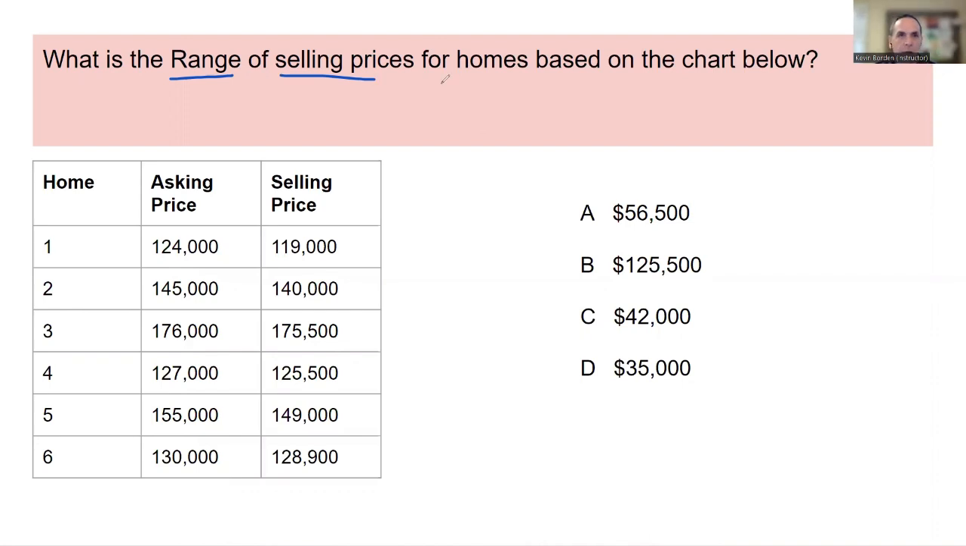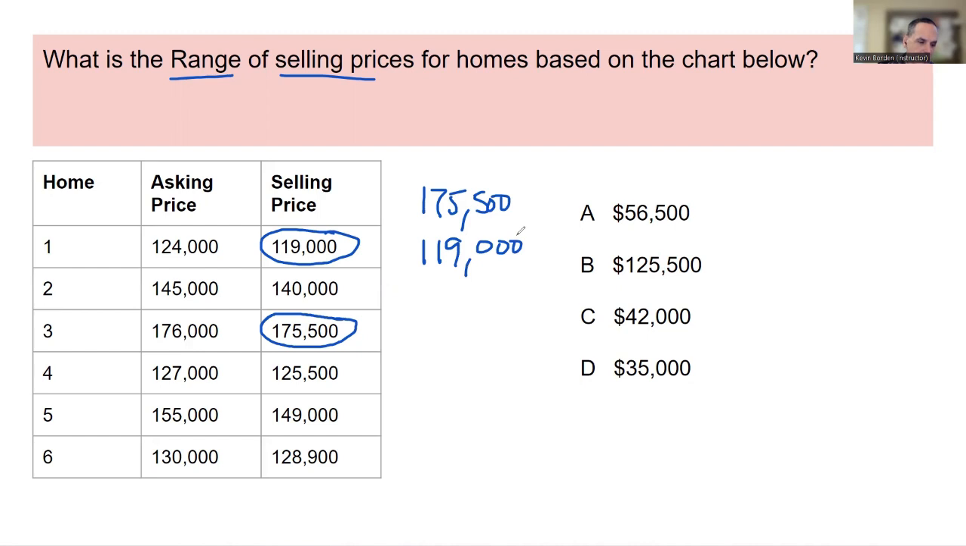All right. So we are scrolling down this list and we're looking for the largest number. I think it makes sense to look for the largest first. We had previously talked about how 175 seemed to be the largest number. And now we're looking for the smallest number. That looks like it's 119,000. Once we have those two, we are well prepared to find the range.